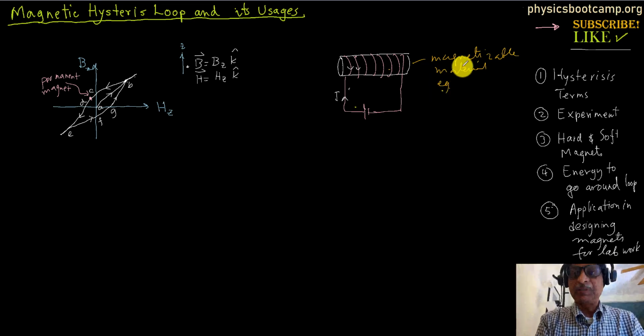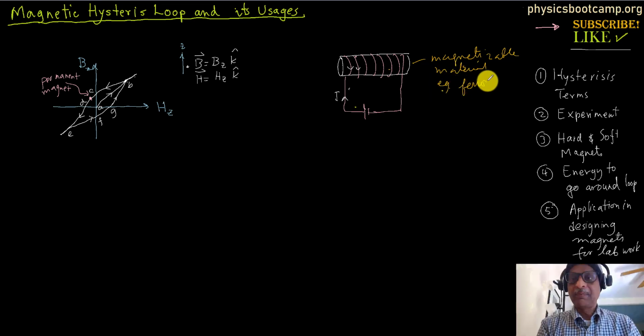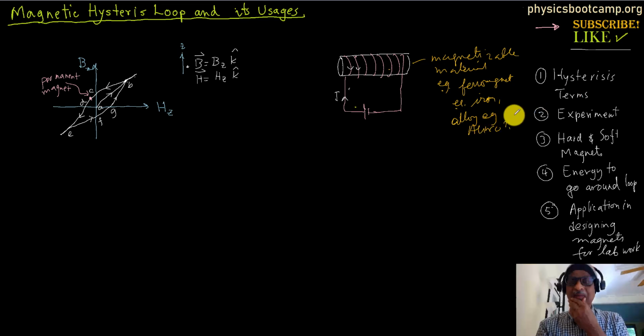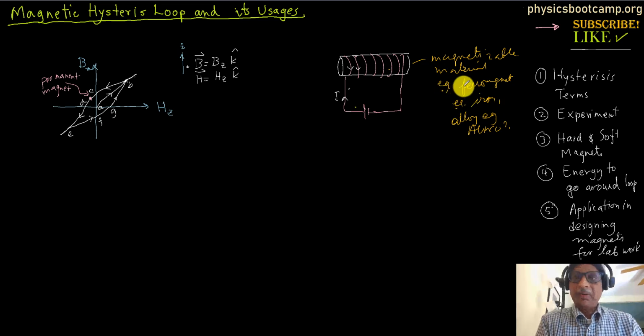as for example a ferromagnet. It can be iron, and it can be some alloy, as for example alnico. I think it's called alnico. I'm not sure about this alloy, but it actually makes a good strong magnet. Okay, so when you pass the current, this becomes magnetic.